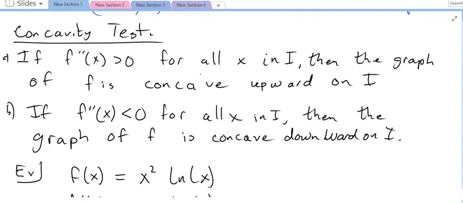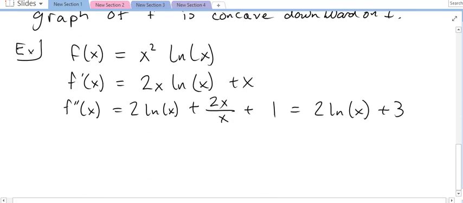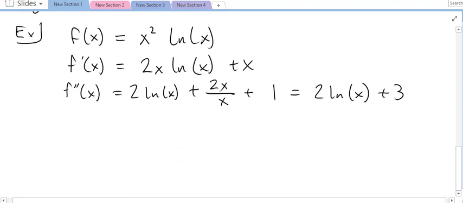So we're going to go back to the couple of examples that we've already looked at. We've looked at f of x equals x squared times ln of x, and we've taken the first derivative. If we take the second derivative of this, as I did here, we just get 2 ln of x plus 3. And I'm going to treat this in very much the same way as I did before.